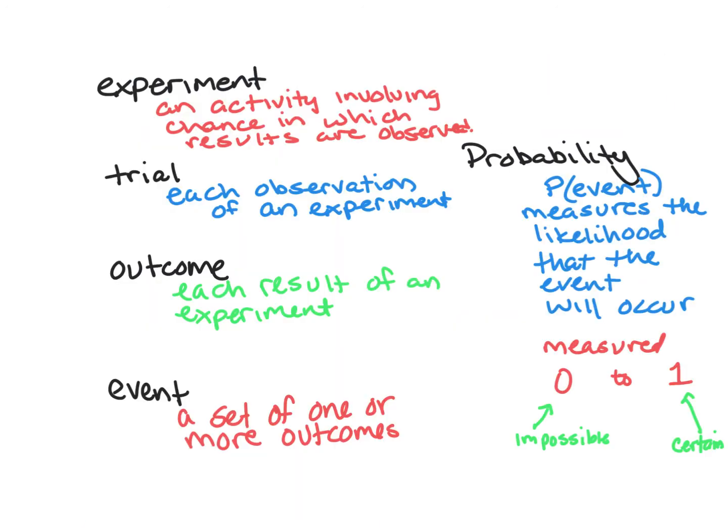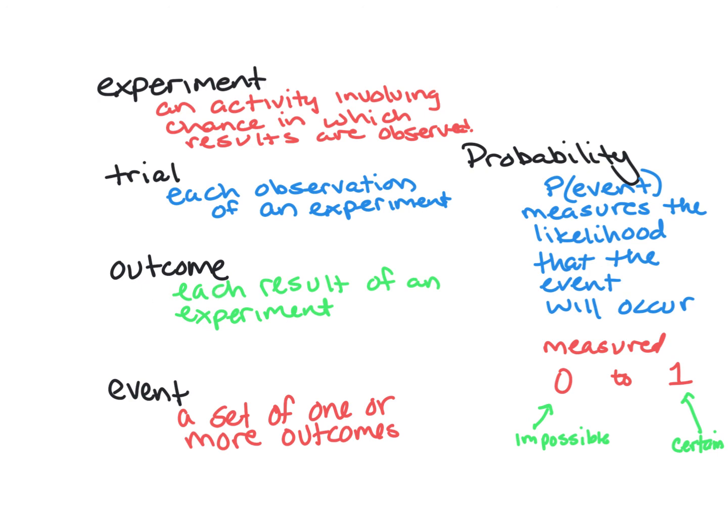Okay, and we get really deeply into some vocabulary here that goes along with this. So I'll walk you through the vocabulary and then we'll get into measuring those probabilities. An experiment is an activity involving chance in which the results are observed. So any activity where chance is involved, and then we try it out to see what sort of results we get. A trial is each step of that observation of the experiment. So each trial is each rendition of it.